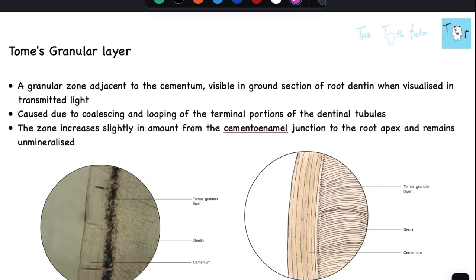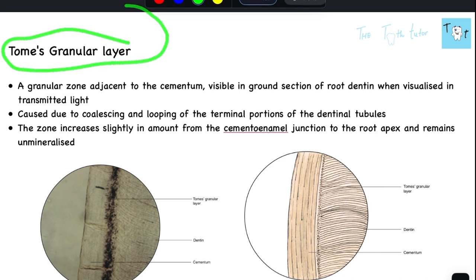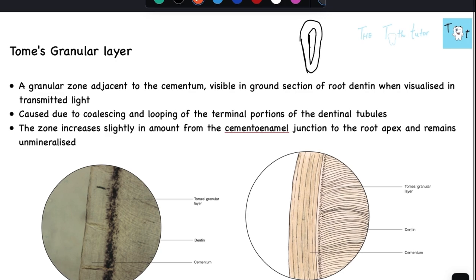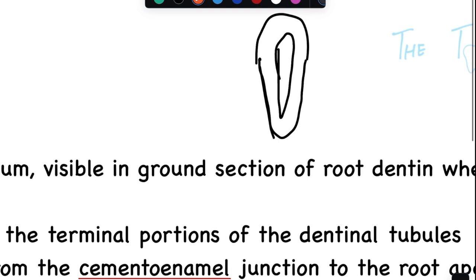Now moving ahead to the next topic, that is the Tome's granular layer. This is not actually a structure. This is something that is seen because we decalcify a tissue. So if this is my tooth, I just draw. This is my crown, let's say, and this is my root, and I have dentinal tubes. This is my pulp and everything, and I have dentinal tubules that are passing through this.